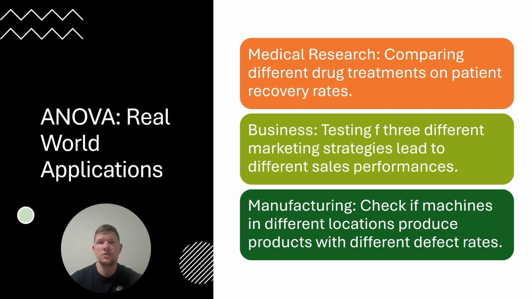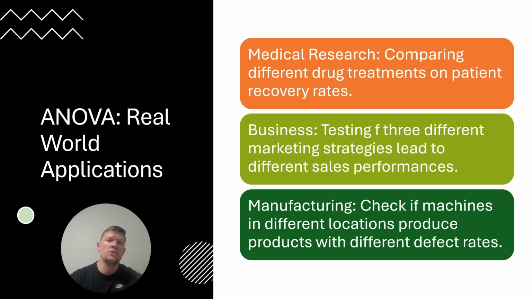In business, companies often test different marketing strategies to see which one drives the most sales. Suppose a company runs three separate advertising campaigns, one on social media, one through email, and one on TV. Instead of running multiple t-tests, which would increase error rates, ANOVA helps determine whether any of these strategies significantly outperform the others. This allows businesses to invest their marketing budget wisely and focus on the most effective strategies.